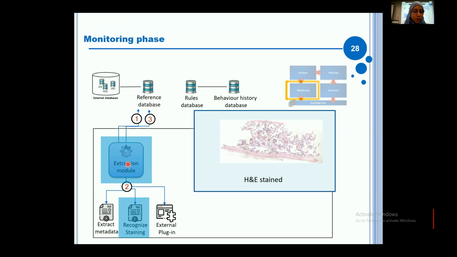So for this aim, to recognize the staining of a histology section, we implemented an algorithm composed of 2 main steps. The first step consists in identifying the colors based on a K-means algorithm. The second step of the algorithm is based on a composed thresholding.